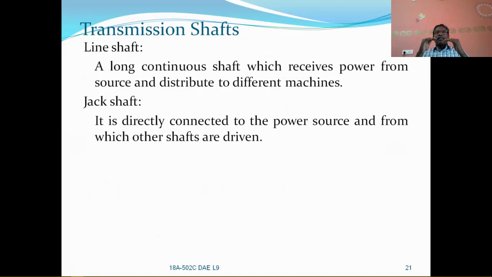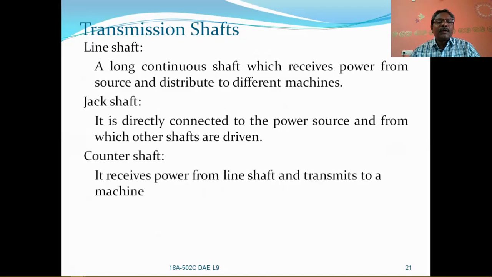That means the power is supplied to the jack shaft. The jack shaft will be the source or the driver, and from there it is supplied to the line shaft, and from the line shaft it is transmitted to the various machinery. That is the best example for jack shafts.